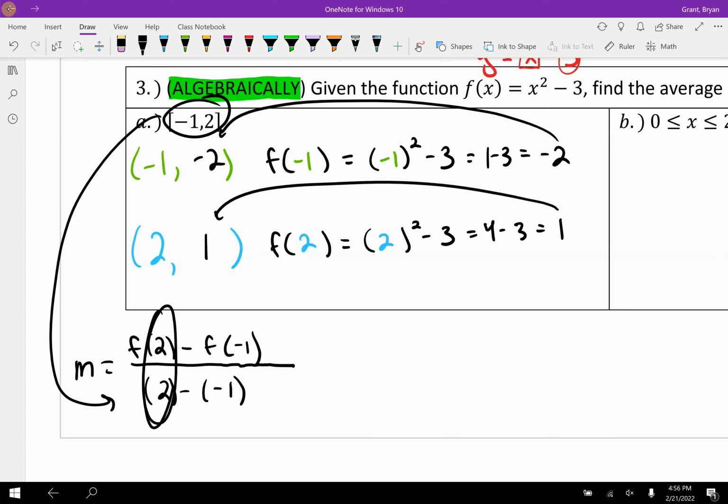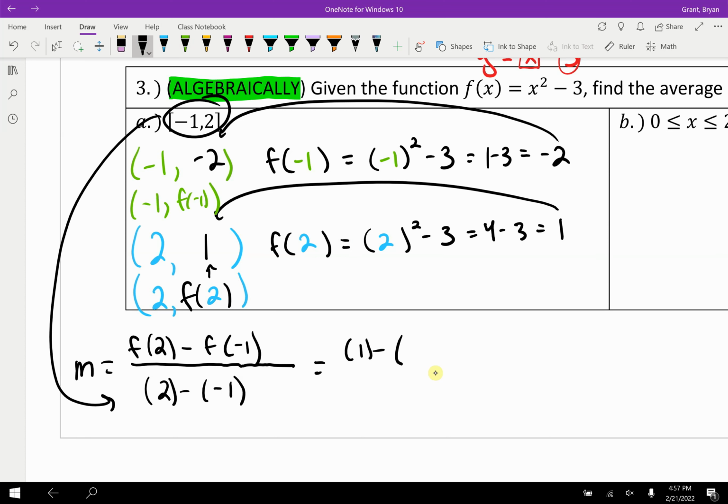Notice these match. Right? We could have written these points that way too. This is 2 comma f of 2, because f of 2 is 1. And same thing in green, this is negative 1 comma f of negative 1. Now, we did the math to find those values. f of 2 was 1, and f of negative 1 was negative 2.